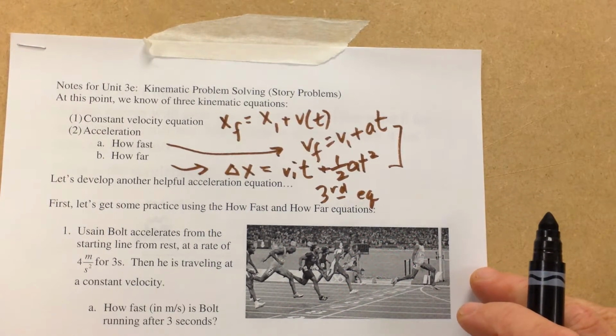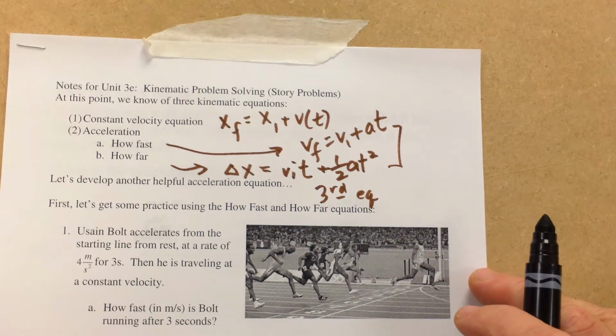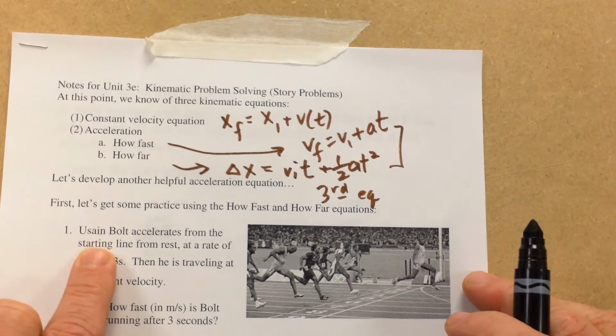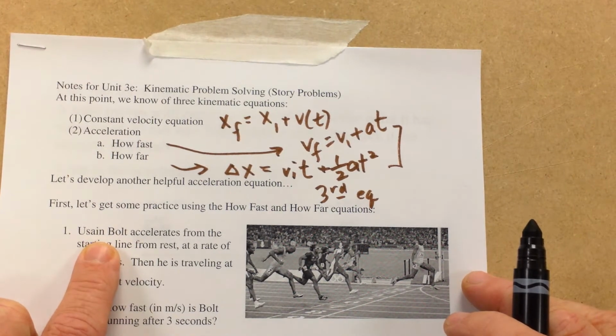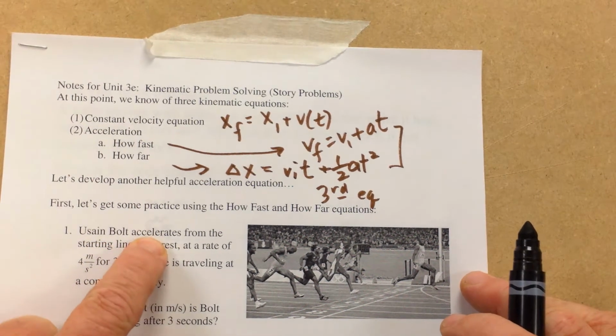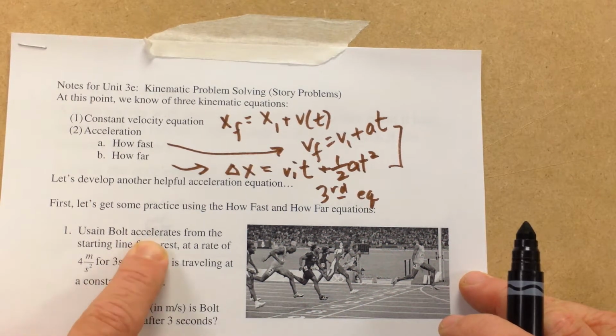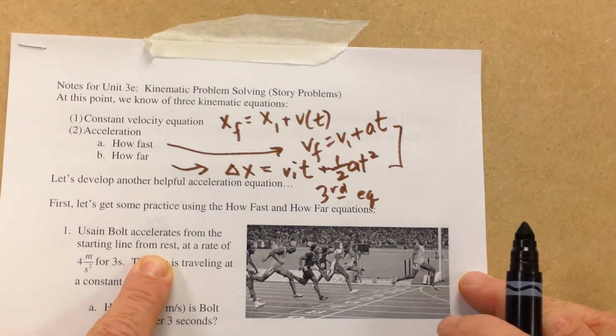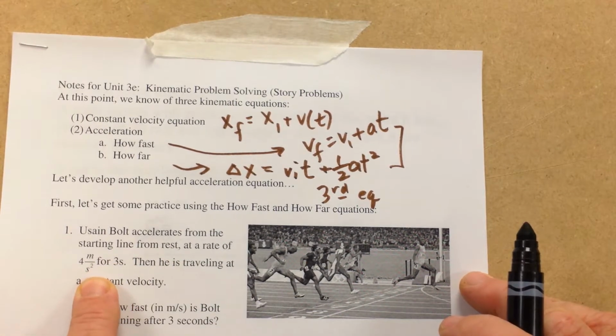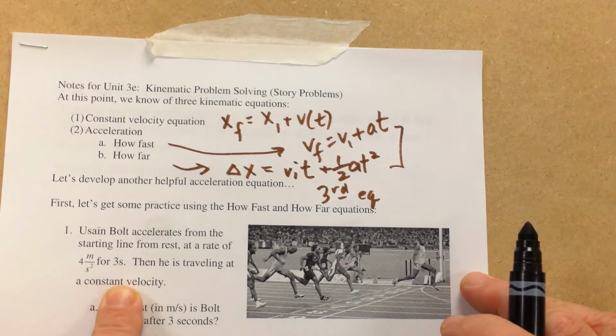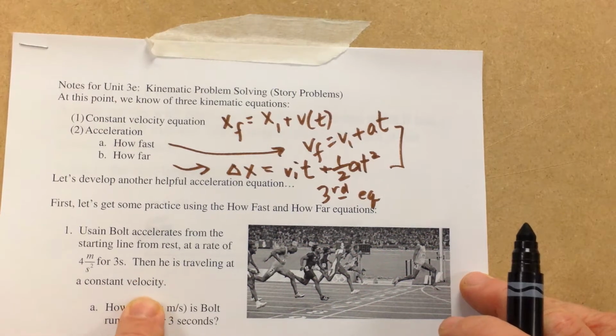Let's do a little bit of practice with how far and how fast before we look at that third equation. So let's say we have this sprinter, Usain Bolt. He accelerates. That means he's getting faster or getting slower. He accelerates from the starting line from rest at a rate of 4 meters per second squared for 3 seconds. Then he's traveling at constant speed.